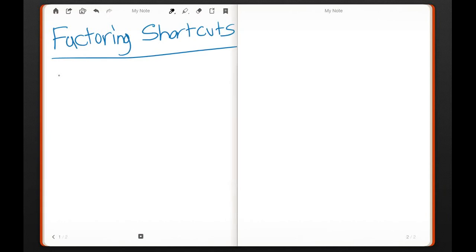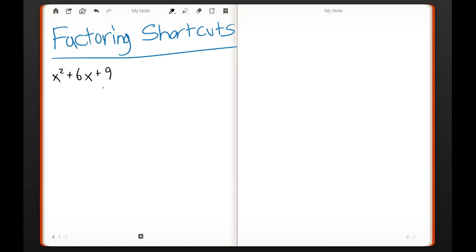Who's ready to do some more factoring? Well, I certainly am. So let's take a look at some factoring shortcuts. First, we're just going to start with a problem that we should all be able to factor very easily.